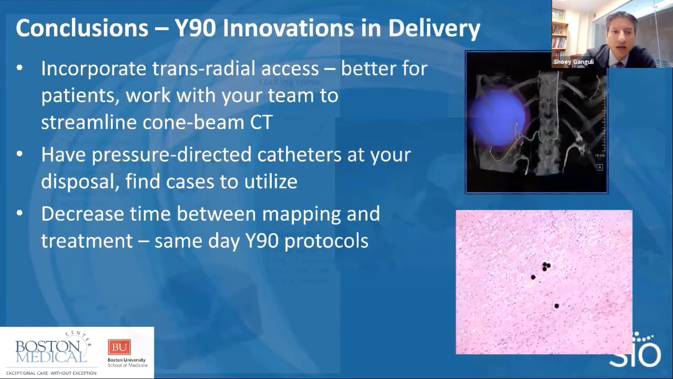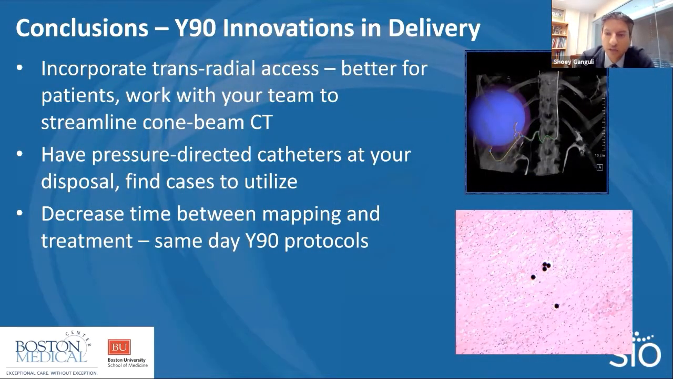So, conclusion, I think transradial access is really nice, something to add. I know people are very facile with femoral, but it may add something to your practice. And really important for us is to figure out how you're going to do cone beam CT. You don't want radial access to be a hindrance to doing cone beam CT. So make sure you figure out a way to do it. And the more you do something, the better your team is at it. I think pressure-directed catheters are very interesting. Maybe find cases to utilize them. And as we were talking about, decrease the time between mapping. It doesn't have to be same day, even same week or 1 week apart. It really helps your practice grow. But know that if there's the right patient, you can do same day Y90.